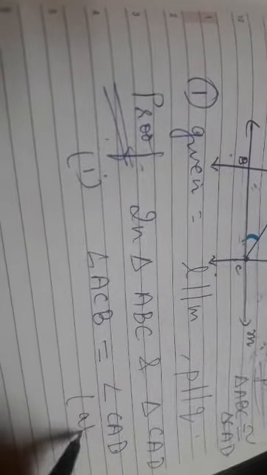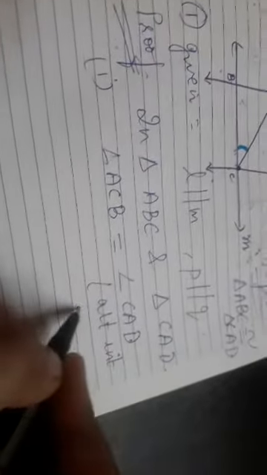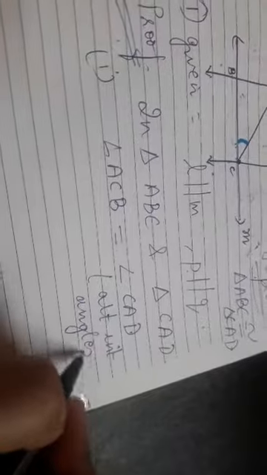So first point we are going to write is, angle ACB is equal to angle CAD, and the property is alternate interior angles are equal, and we can apply this alternate interior angle property only when the lines are parallel. So obviously over here the lines are parallel and hence we can apply this property.